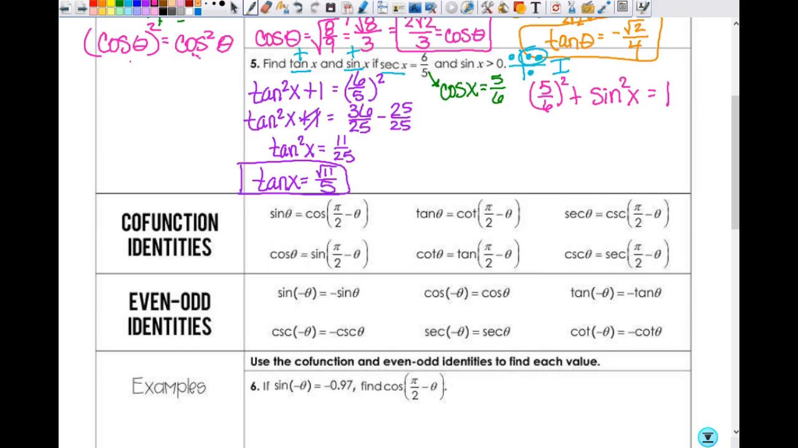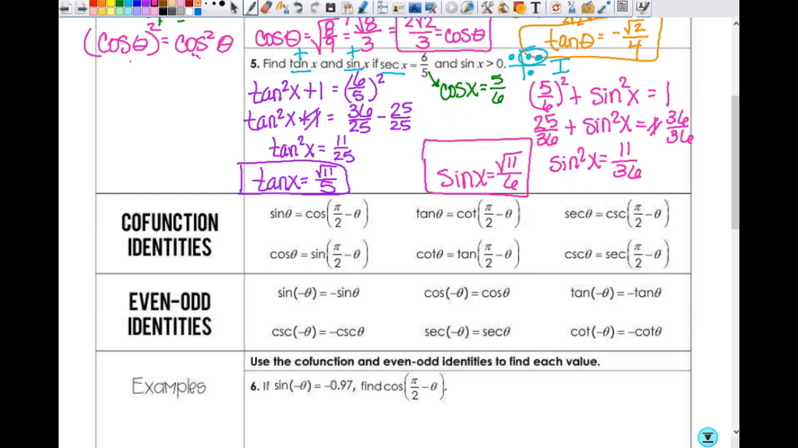So what's 5/6 squared? 25 over 36 plus sine squared x equals 1. So I'm going to have to subtract 25/36 from both sides, which means I want to think of this 1 as 36 over 36. When I subtract 25/36 from both sides, I get that sine squared x equals what? 11 over 36. Then when I take the square root of both sides, the sine of x has to equal square root of 11 over 6. And it's positive because I'm in the first quadrant.